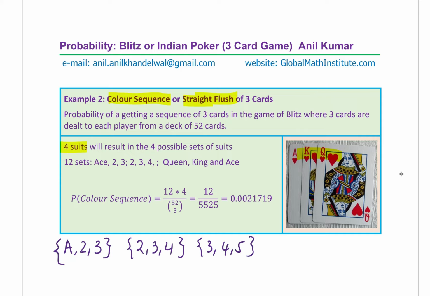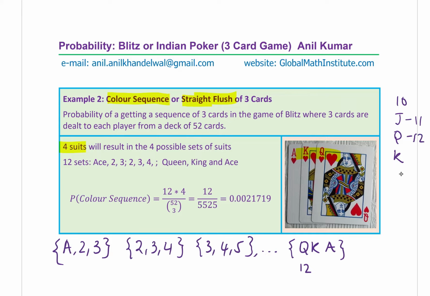So like this, how many sequences can we have? Well, the last one will be queen, king, and ace, right? Ace could be placed on the other side. Now, queen is 12th, right? So 1, 2, 3, 4, ace, king, queen, jack. So after 10, we have jack, queen, king, right? So jack is 11, queen is 12, and king is the 13th card in our sequence. So that means we in all have 12 sets of these, right? So these are the 12 sets.